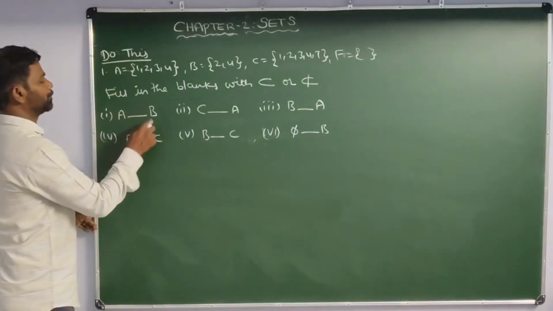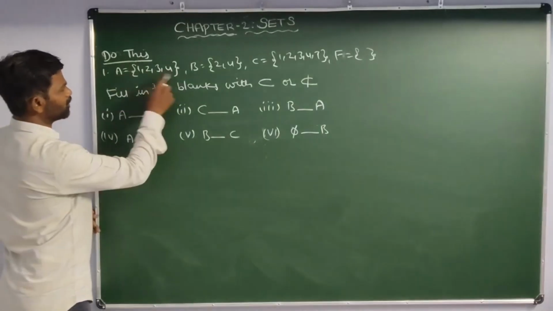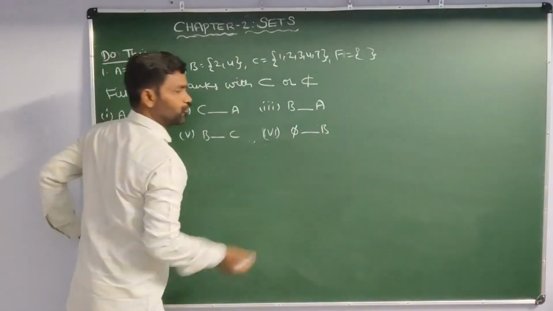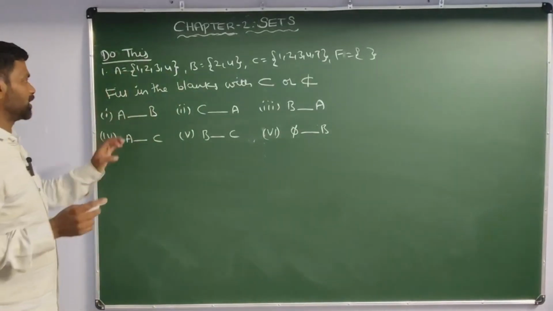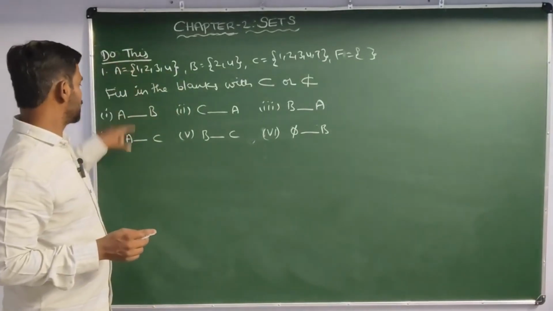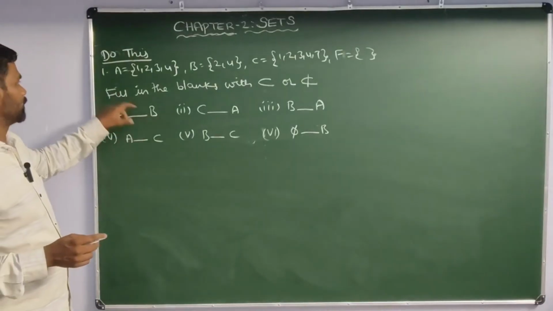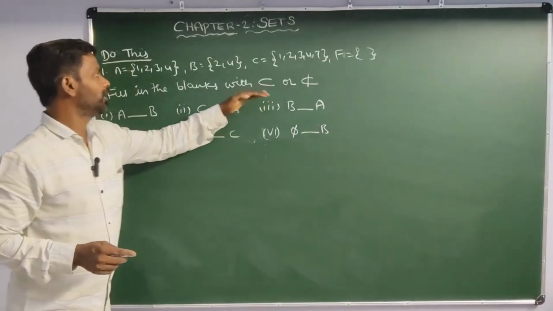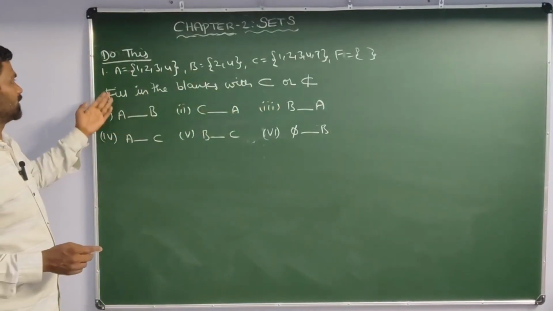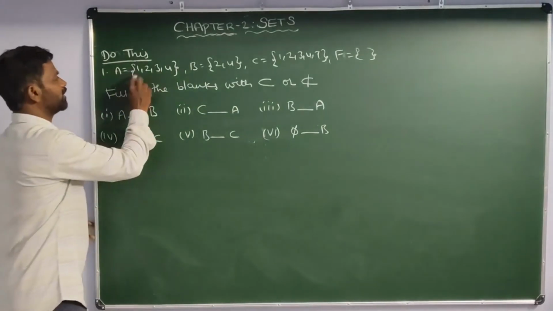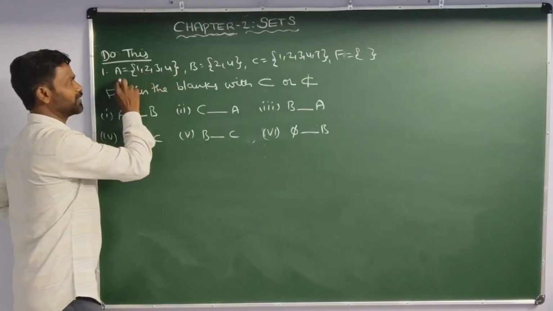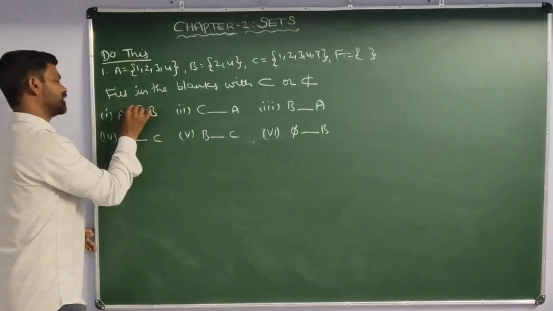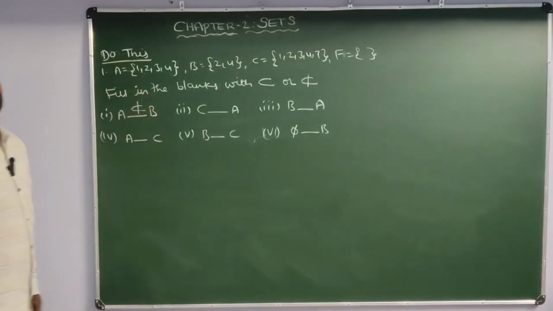Now observe sets A and B. Is A a subset of B? In set A we have elements 1, 2, 3, 4, and in set B we have 2, 4. Subset means the elements of A must be available in set B. Then only can we say that A is a subset of B. Here 1, 2, 3, 4 are the elements of set A, but not all are available in set B. Therefore, A is not a subset of B.